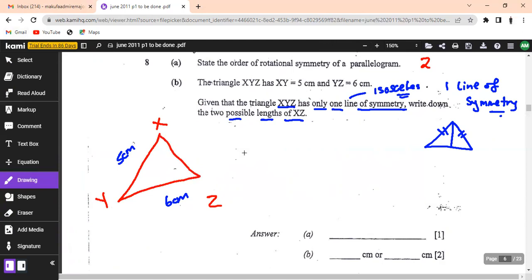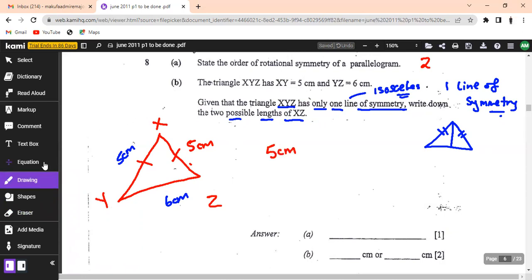So what I'm trying to say is that if this is an isosceles triangle, and this is 5, then this can also be 5, like this. So XY and XZ can be 5. It becomes an isosceles triangle if it is 5 and 5. So we can expect this side to be 5 centimeters.